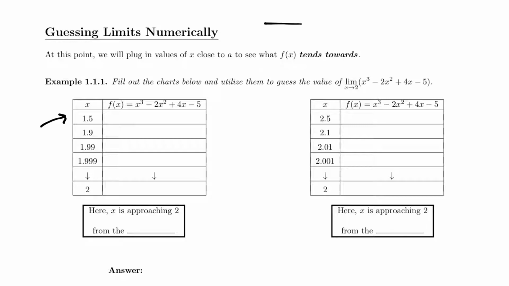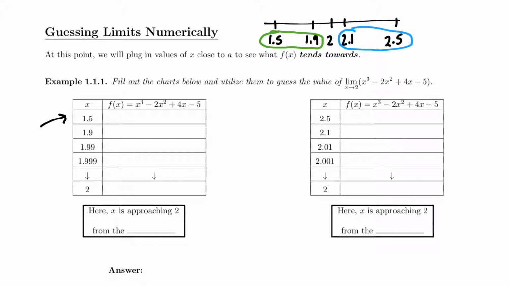Because if we think of a number line, here's 2, you have 1.5, 1.9, numbers close to 2 that way. And then you also have numbers that are slightly bigger than 2. So you have 2.5, you have 2.1. If you try numbers that are bigger than 2 but getting closer to 2, and numbers that are smaller than 2 but getting closer to 2, going from both directions, you can figure out what that function is tending towards.